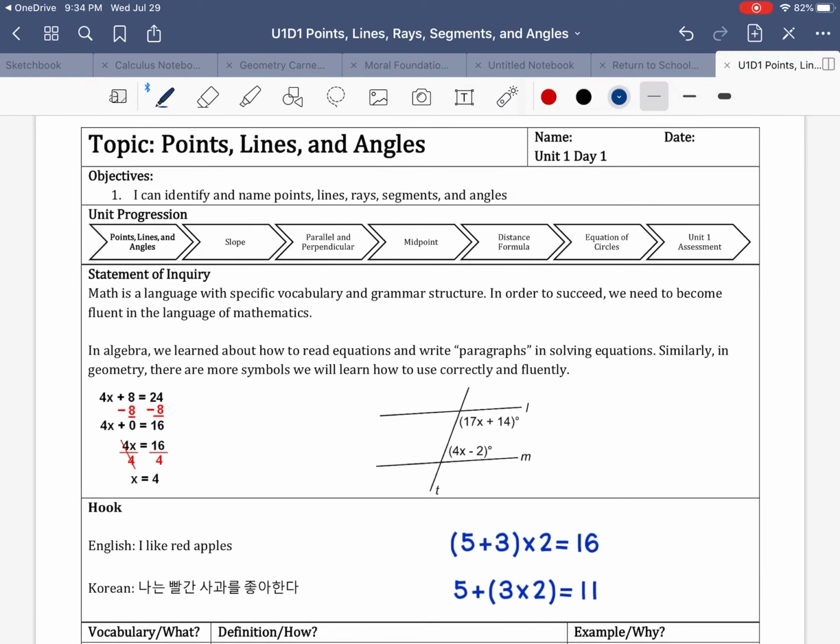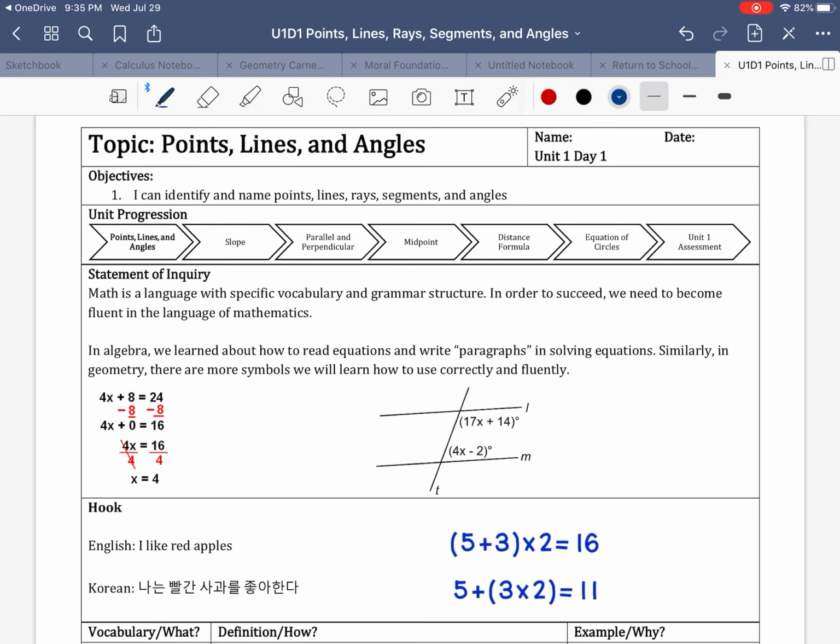Hi everyone, today's topic is points, lines, and angles. This is Unit 1, Day 1 of Geometry. The objective for our lesson today is I can identify and name points, lines, rays, segments, and angles.